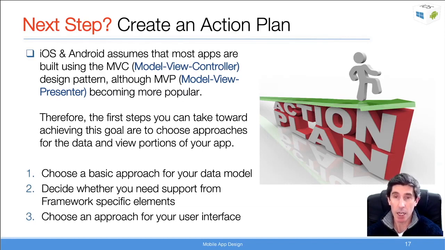Therefore, the first steps you can take towards achieving this goal are to choose approaches for the data and view portions of your app, okay? So we go into it in a little bit more detail in the rest of the slides, but the general three points to make are, number one, choose a basic approach for your data model. So how is your data going to be structured, okay? Decide whether you need support from framework specific elements. So are there specific features that you want in your app that are supplied by the framework, okay? And then choose a particular approach for your user design. So again, deciding on how it's going to look, how it's going to feel, and what the UX, the user experience, is going to be, okay?